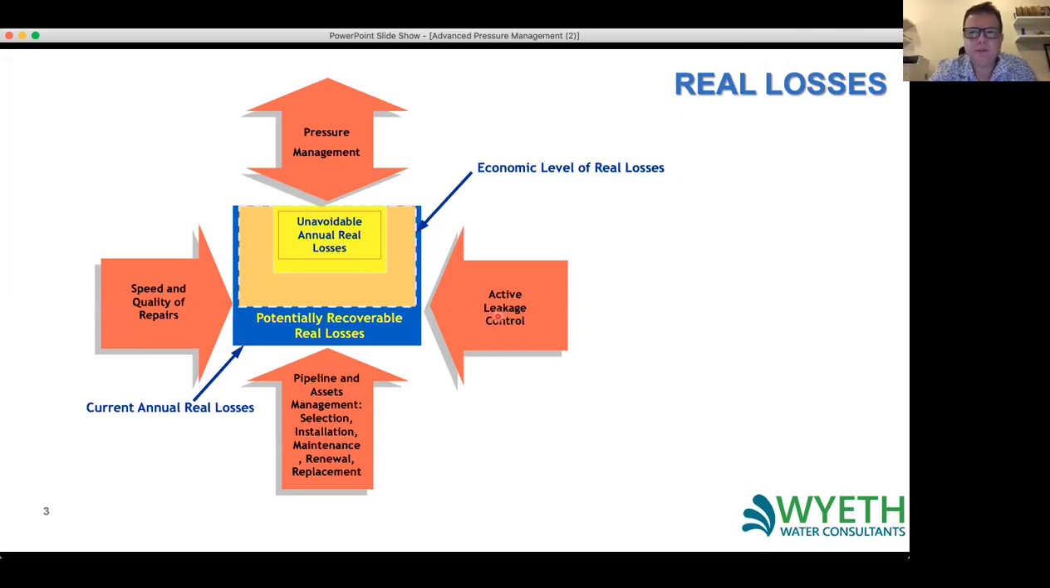So I think most people should be aware of this, the 4 pillars of real losses, which basically are the 4 activities that we have to undertake to reduce our real losses. And those are active leakage control, speed and quality of repairs, pipeline and asset management, and then the 4th one is pressure management.